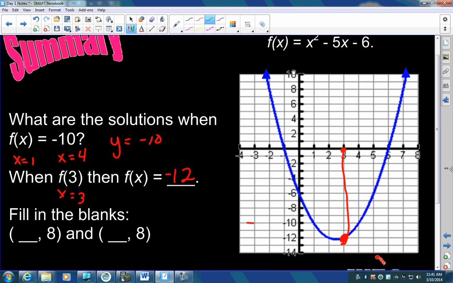Then it even says fill in the blanks. The y number is 8. So when you look for the y number of 8, it crosses in 2 spots. So I would have negative 2 and 7.